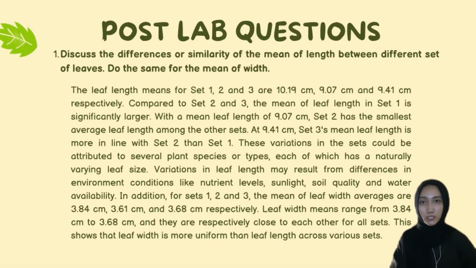and water availability. In addition, for set 1, 2, and 3, the means of leaf width are 3.84 cm, 3.61 cm, and 3.68 cm respectively. Leaf width means range from 3.84 cm to 3.68 cm, and they are close to each other for all sets. This shows that leaf width is more uniform than leaf length across various sets.